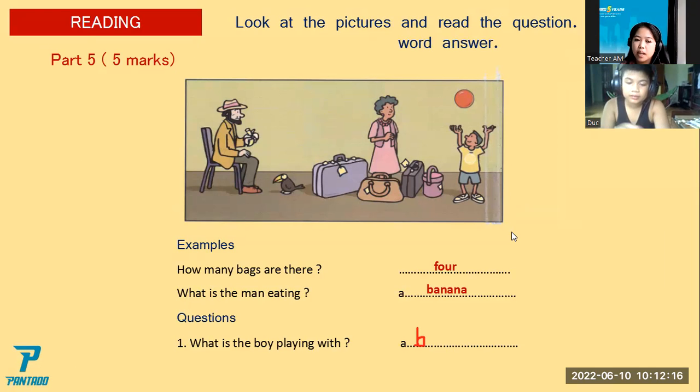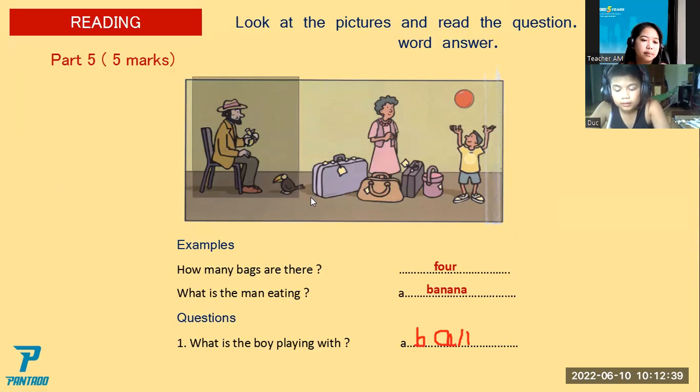Okay. How many bags can you see? Four bags. Okay. What is in front of the man? What's in front of the man? Is. What can you see in front of the man?